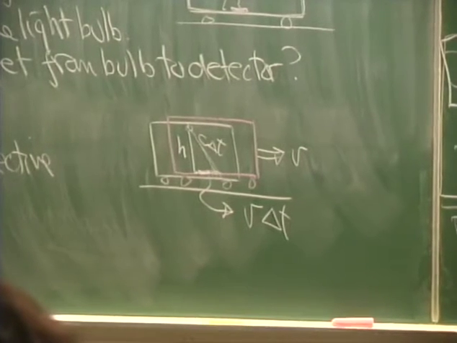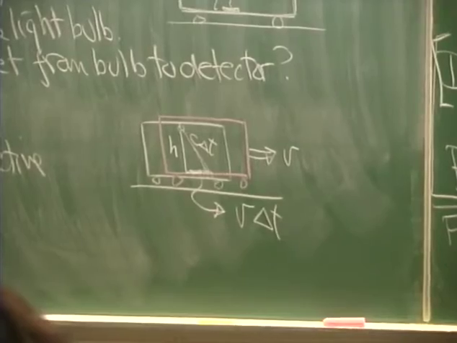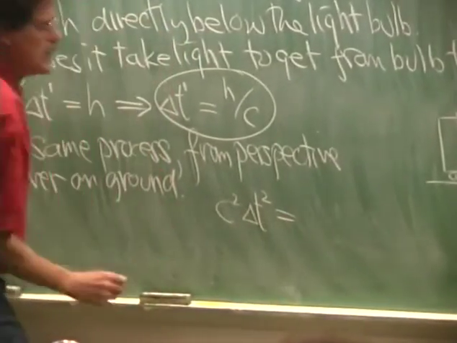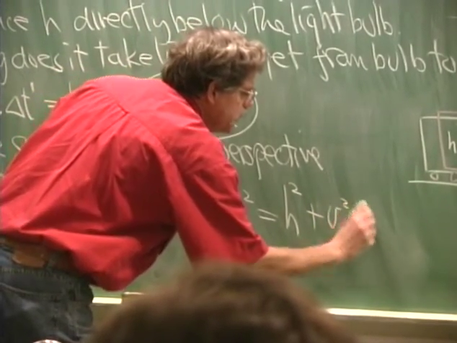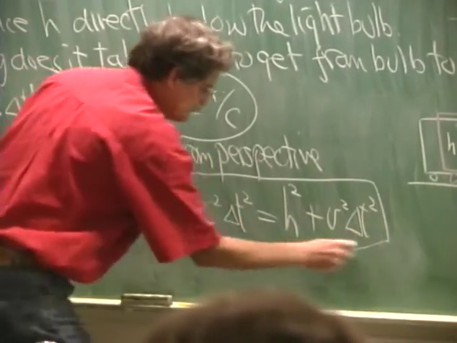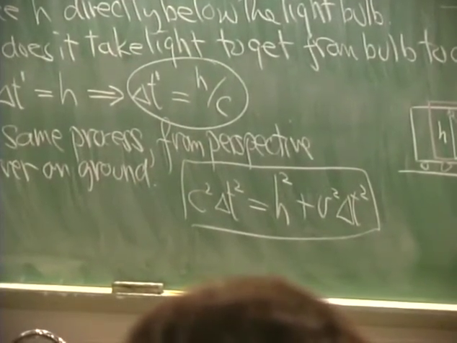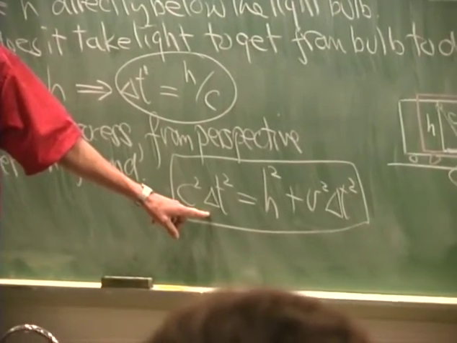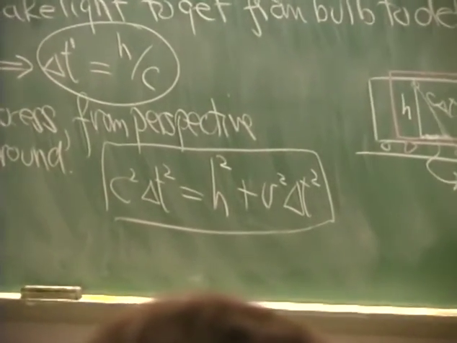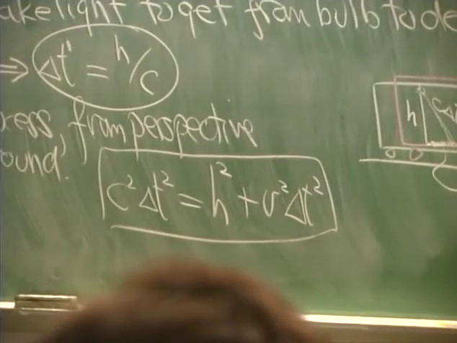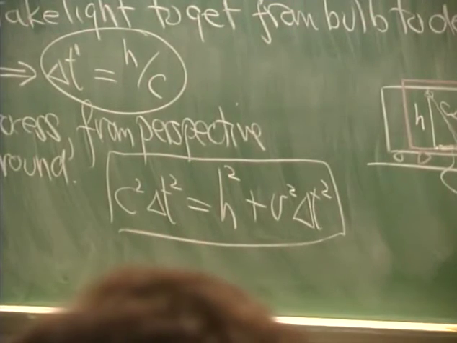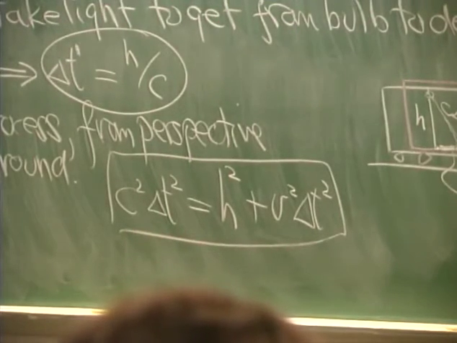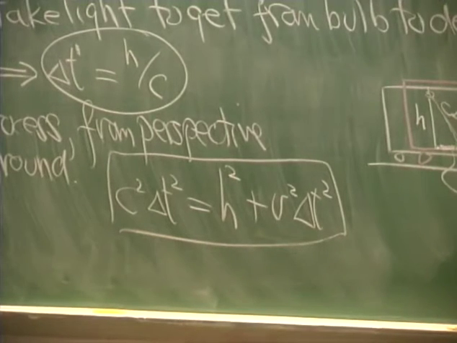Well, looking at that triangle there, I see c squared delta t squared, the hypotenuse squared, is equal to the sum of the squares of the other two sides, h squared plus v squared delta t squared. Make sense? From this, I'm going to calculate what delta t is. That's the time it takes for this process as measured by an observer on the ground. I already know the time it takes as measured by an observer on the train. Now it's just a little bit of algebra to figure out what that delta t has got to be.